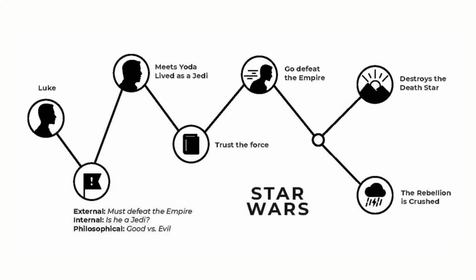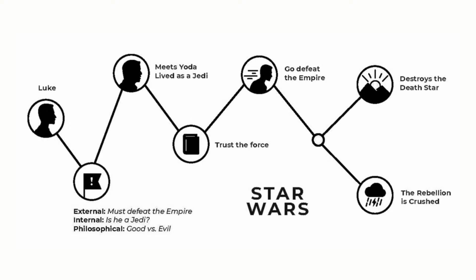And this is the distilled version of the hero's journey. So Luke had a problem. He had an external problem, an internal problem, and a philosophical problem. He had to defeat the Empire. Is he a Jedi? And the philosophical one is about good versus evil. Again, I've never seen this. So he meets a guy named Yoda. In some of these graphs, it says that he meets Obi-Wan Kenobi. Again, I do not know this movie, but I think it's an Obi-Wan somebody or other.